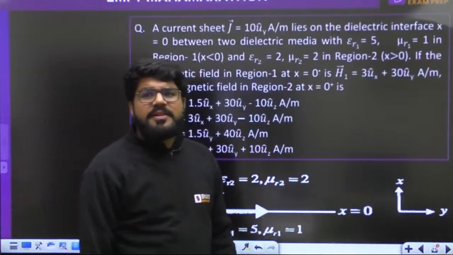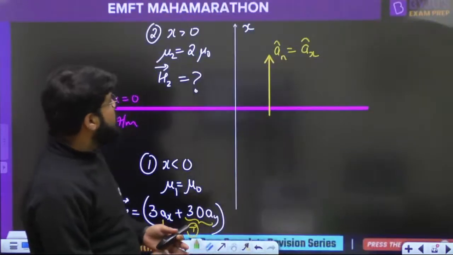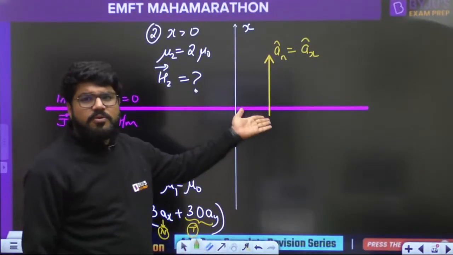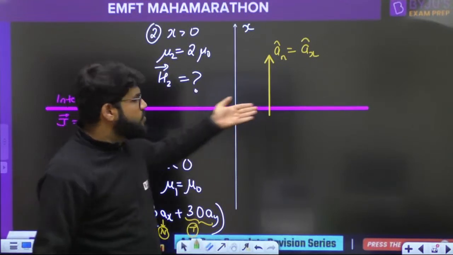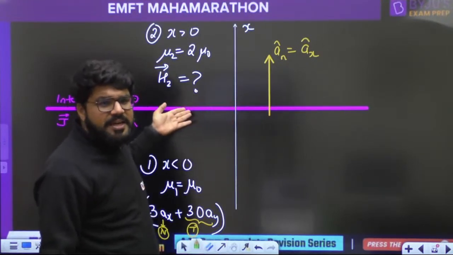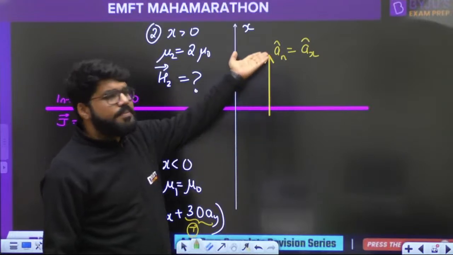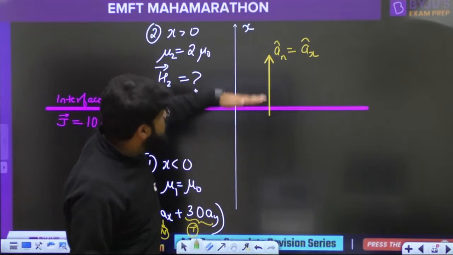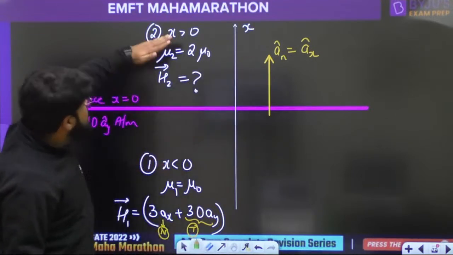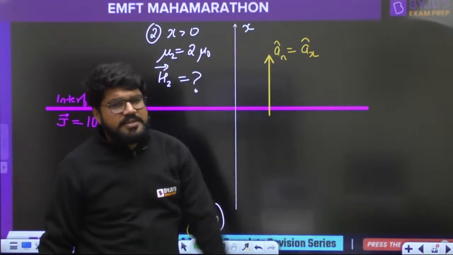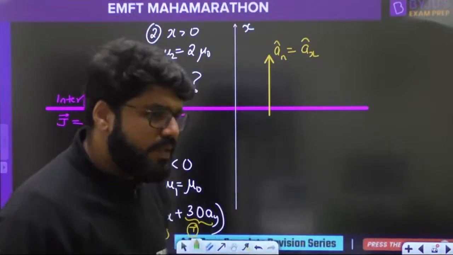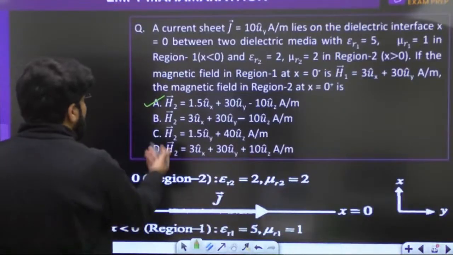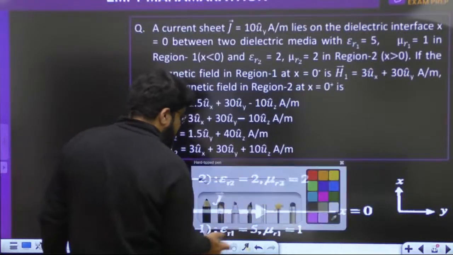Right. Amrit, the normal part. Normal means what? Normal to the boundary. So the boundary is x equal to 0. That is the YZ plane. So what is the vector normal to the YZ plane? It is x. Whether it is plus x or minus x, it should be from first to second. So according to the first to second, it is going along the positive x direction, Amrit. So basically the answer is done. Correct answer is option number A.